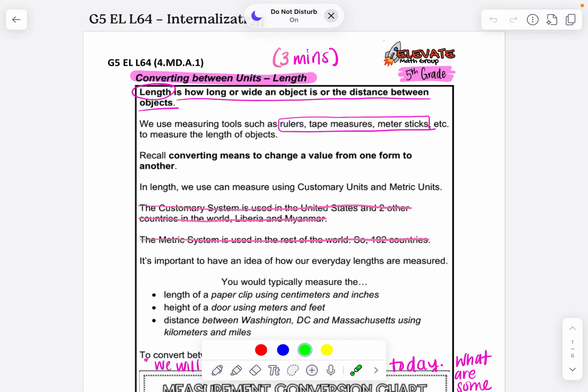For lesson 64 for our 5th grade Elevate groups, we will be working on converting between units. Today specifically will be around length, so customary units of measurement as well as metric units. It lets you know that length is how long or wide an object is or the distance between objects. And we use rulers, tape measures, and meter sticks to measure the lengths of objects. What we are going to do today is convert or change a value from one metric unit to another.